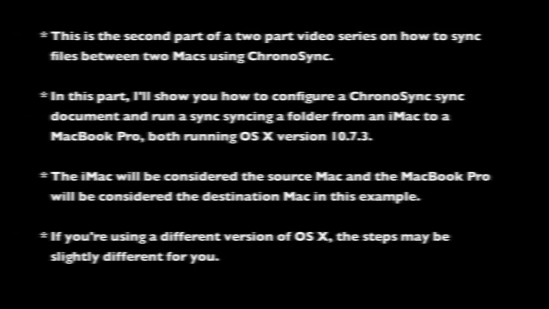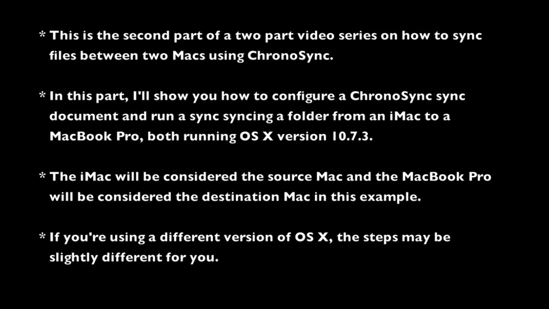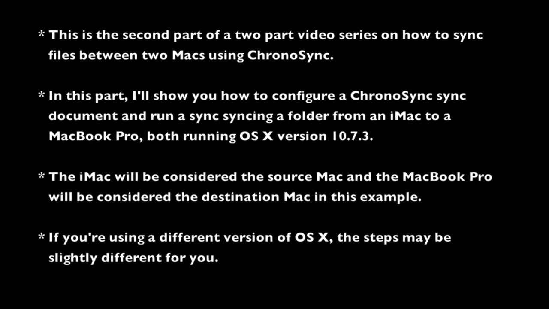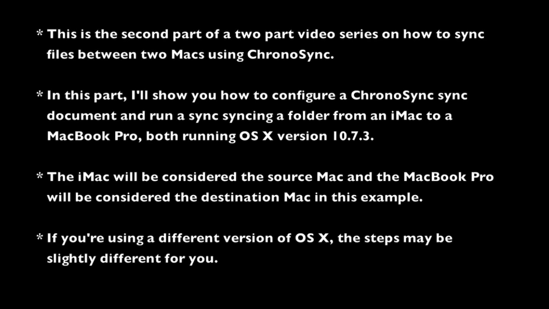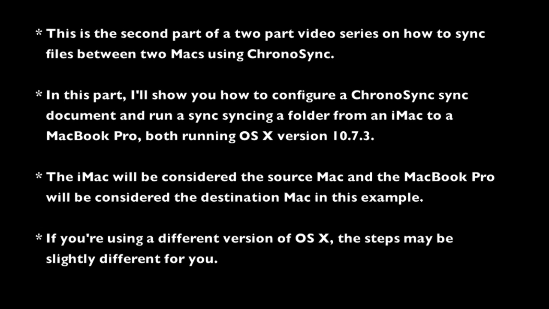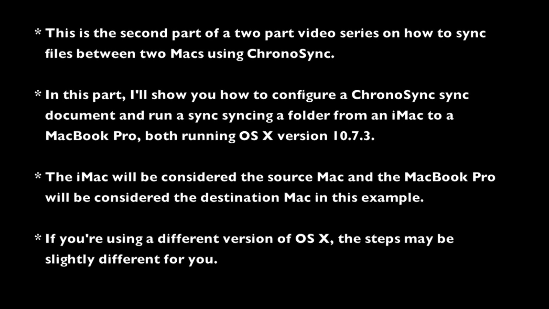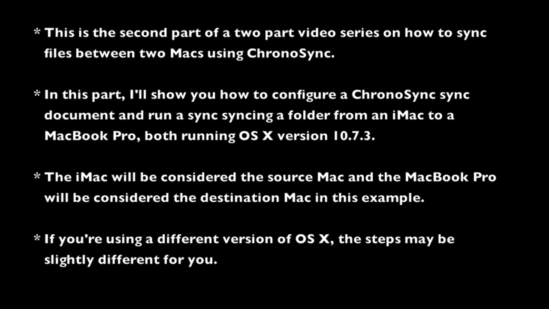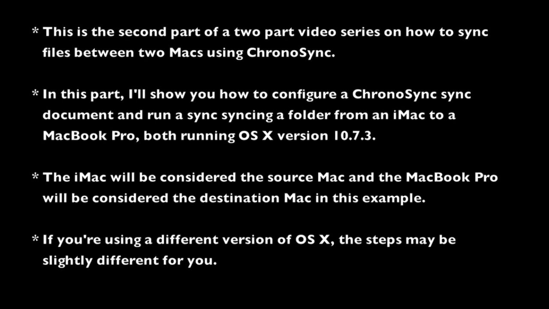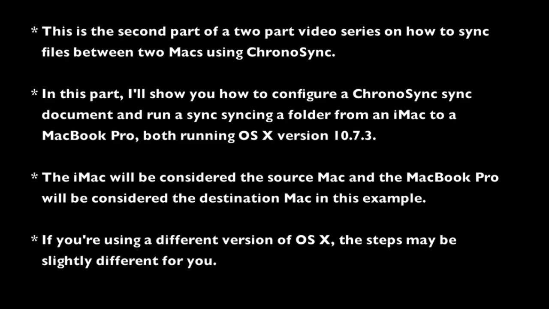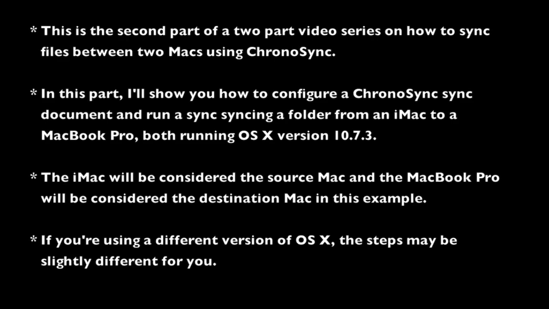This is the second part of a two-part video series on how to sync files between two Macs using ChronoSync. In this part, I'll show you how to configure a ChronoSync sync document and run a sync syncing a folder from an iMac to a MacBook Pro, both running OS X version 10.7.3. The iMac will be considered the source Mac and the MacBook Pro will be considered the destination Mac in this example. If you're using a different version of OS X, the steps may be slightly different for you.